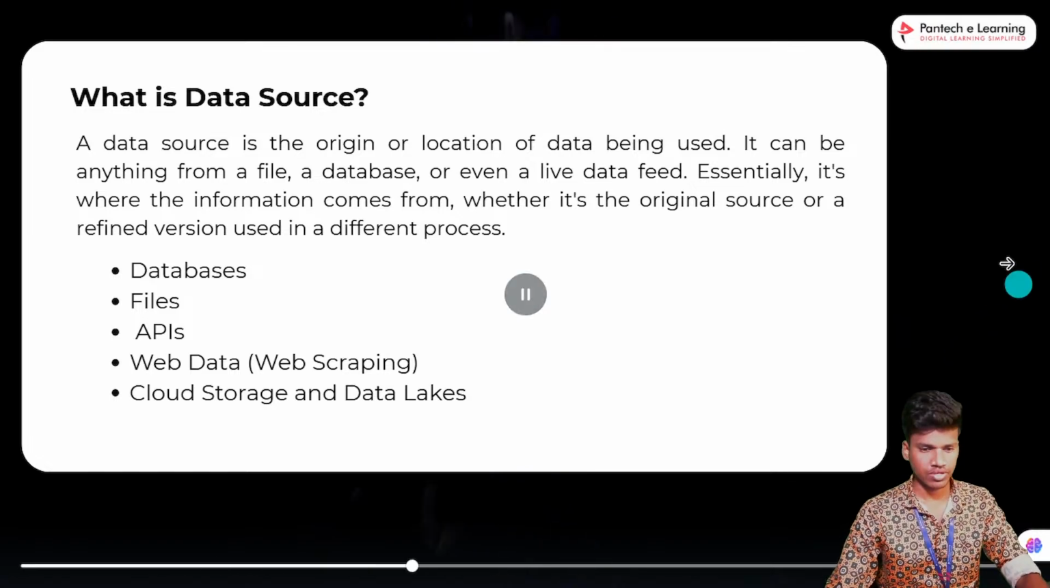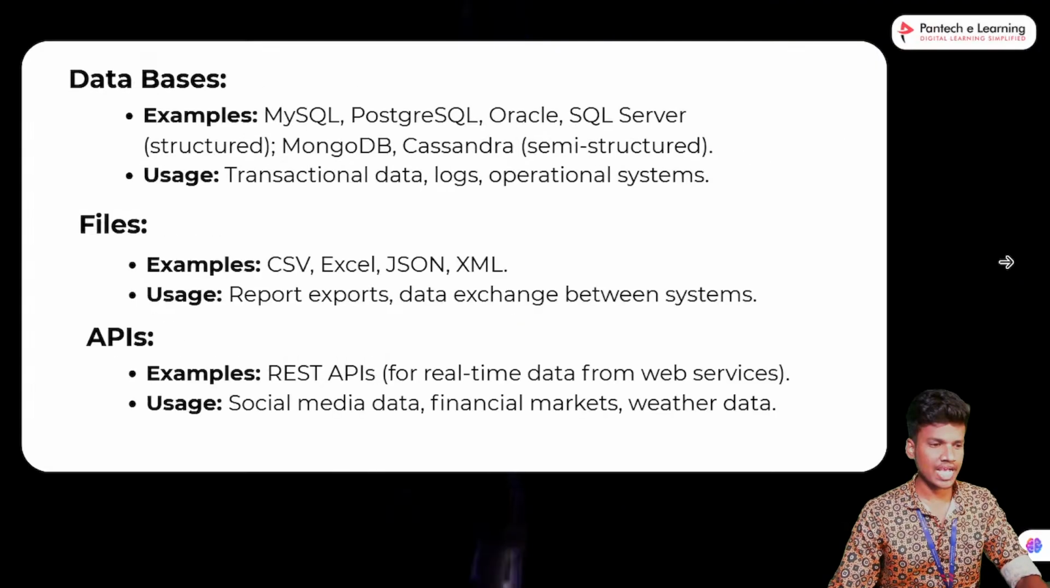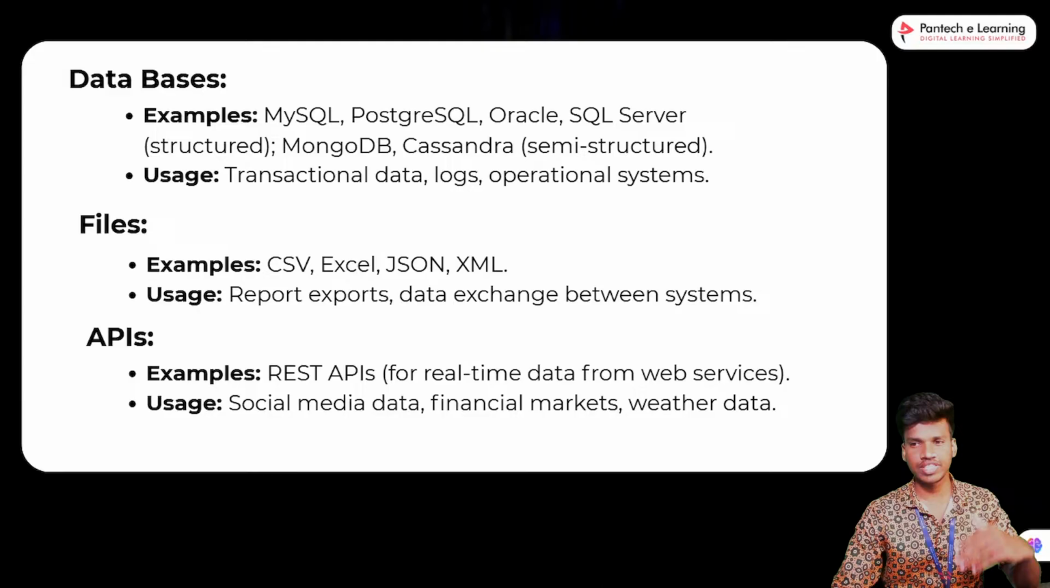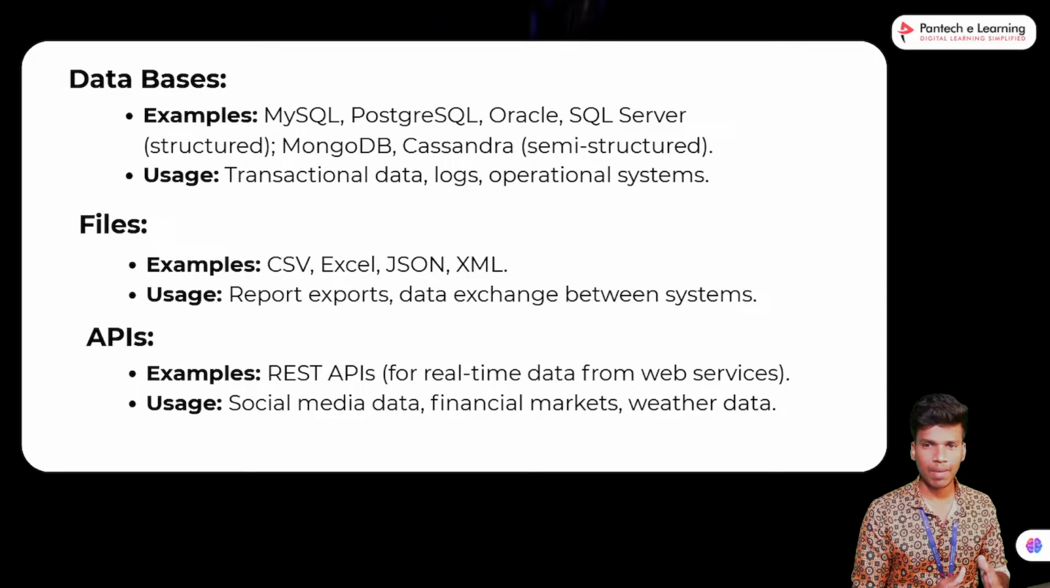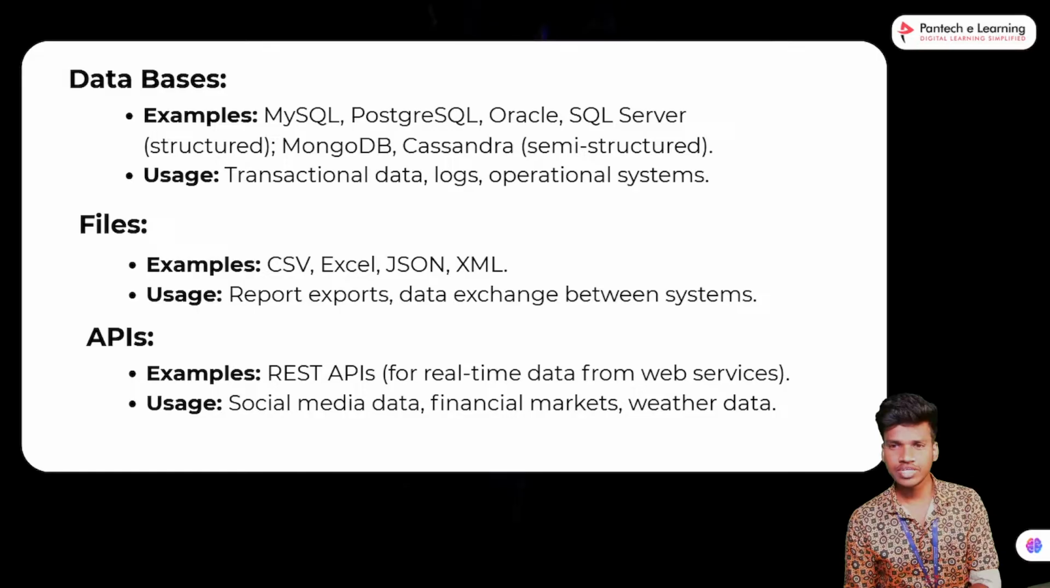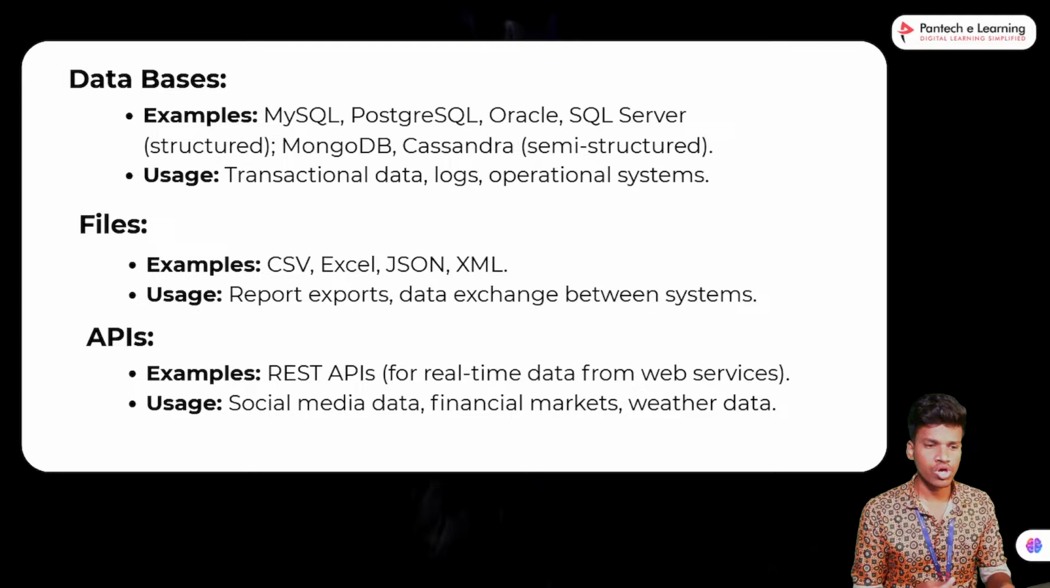Next is the databases, with an example of each. The first one is databases: MySQL, PostgreSQL, Oracle and SQL Server. These four are examples of structured data. Semi-structured data examples are MongoDB and Cassandra. These are not for visualizing; they are used for analysis. Web scraping, yes, I will show an example.